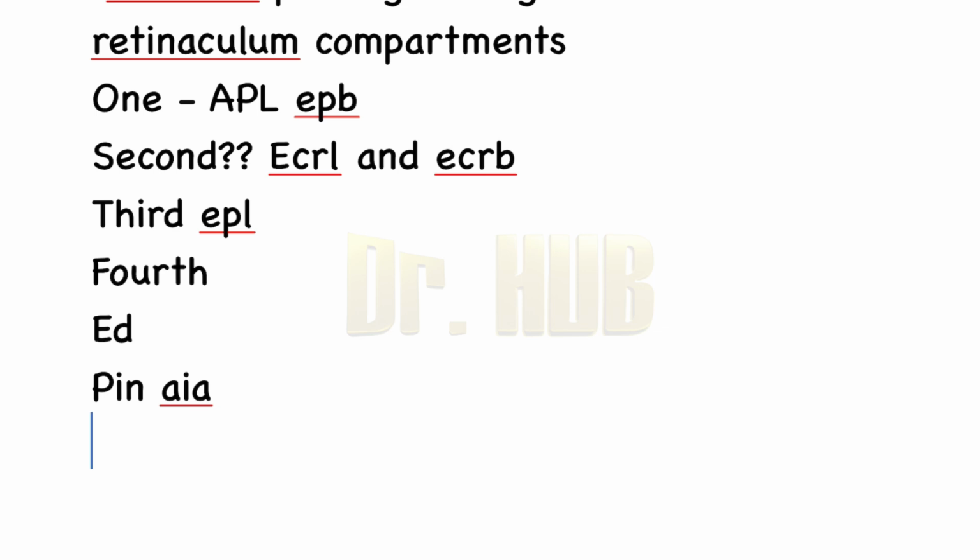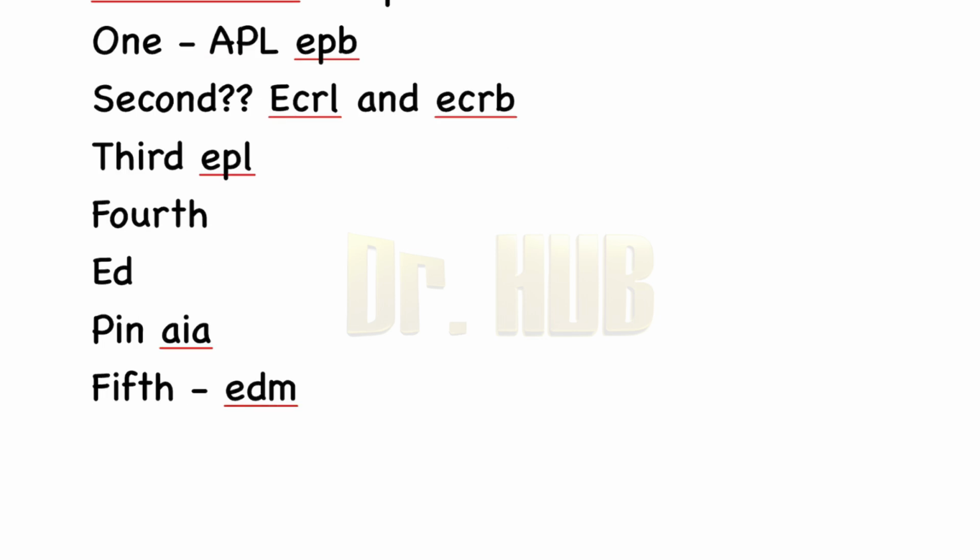Lastly, the fifth and the sixth. The fifth includes the extensor digiti minimi. So 5 fingers, so it's minimi. And then the sixth. What does it include? It includes ECU, extensor carpi ulnaris.